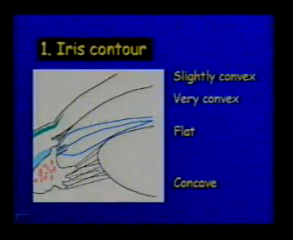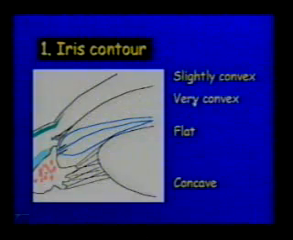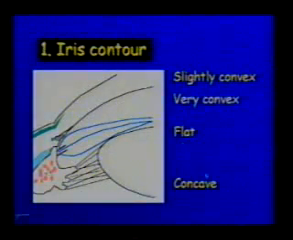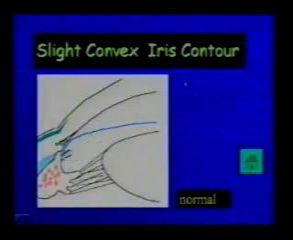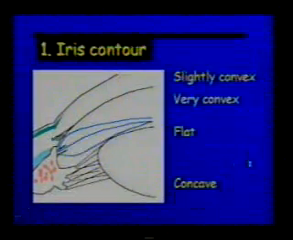The periphery of the iris can be slightly or very convex, can be flat, and can be concave. This is the normal, a slightly convex iris, convex fold.